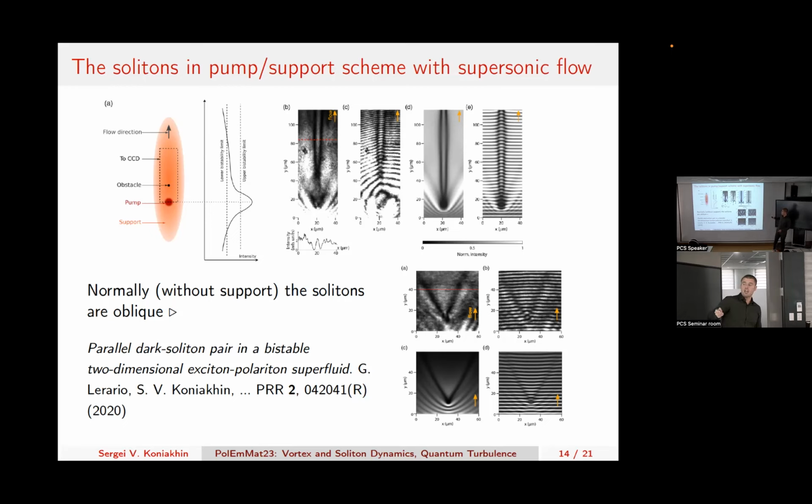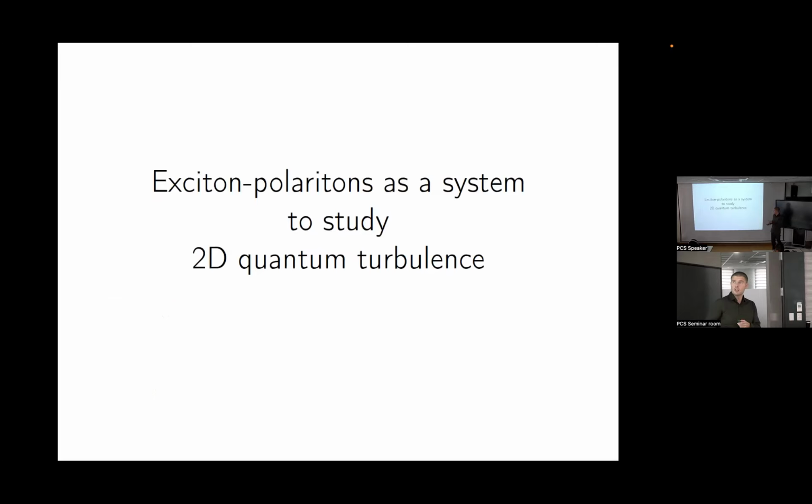changes the rules in this game, because normally if we use only pump to observe solitons, we have oblique solitons which cannot propagate over long distances. Another difference is that those solitons are gray because they are moving. Due to the fact that we have supersonic flow, the y coordinate effectively becomes the time coordinate. So this is the x coordinate, and this is time, due to supersonic flow. And these solitons are black solitons. They are deep. They are deep, guys.